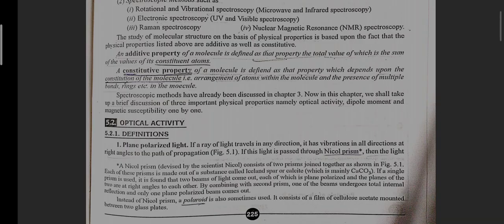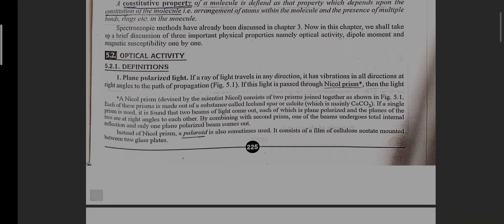Now, in this chapter, we shall take up a brief discussion of three important physical properties, namely optical activity, dipole moment, and magnetic susceptibility, one by one. So, first, we will start with optical activity.